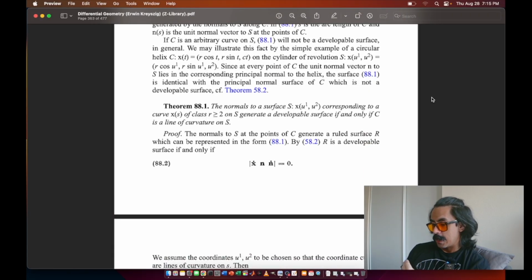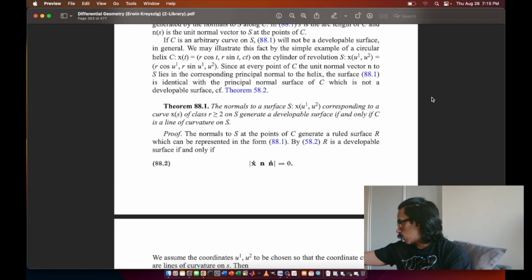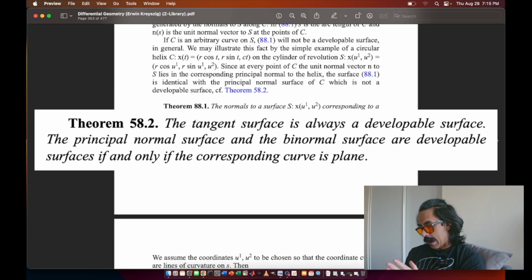Since at every point of C, the unit normal vector n to S lies in the corresponding principal normal to the helix, the ruled surface, in the form which was read earlier, is identical with the principal normal surface of C, which is not a developable surface, for which we can refer to theorem 58.2, which, just for a recap, says that the tangent surface is always a developable surface. The principal normal surface and the binormal surface are developable surfaces if and only if the corresponding curve is plane.